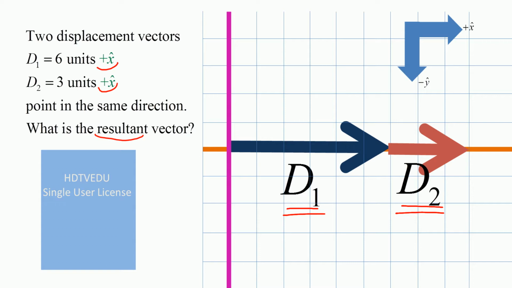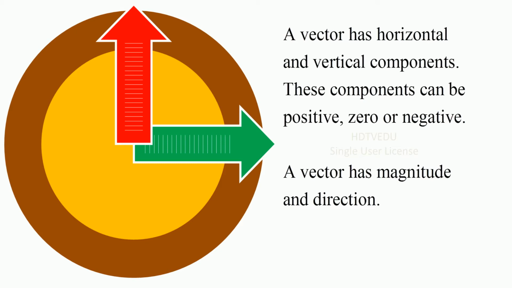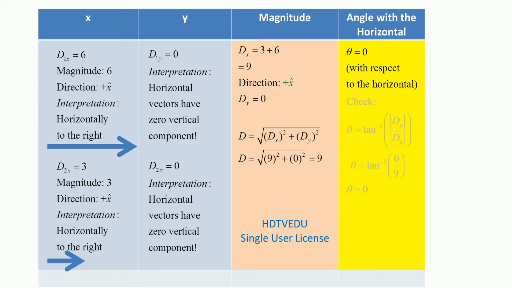Positive x and negative y directions are as shown. A vector has horizontal and vertical components. These components can be positive, 0, or negative. A vector has magnitude and direction. We know that. All right, so let's resolve our vectors into x and y components.